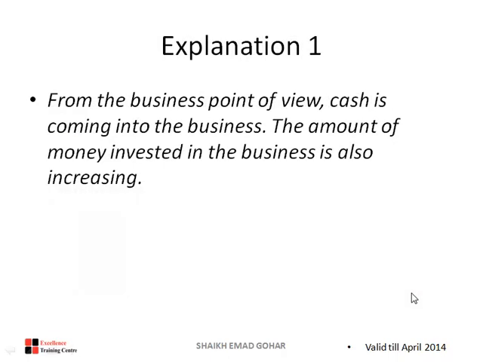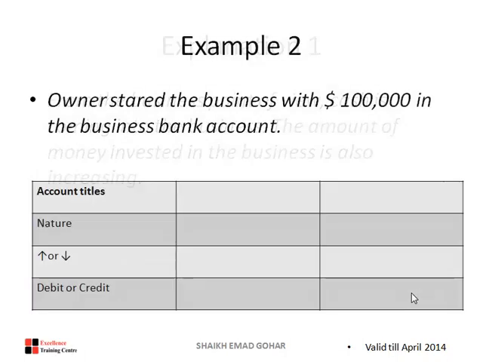I have an explanation for you as well. What is the explanation? From the business point of view, cash is coming in to the business. The amount of money invested in the business is also increasing. Done? If you have some other point to add, you can add in this slide. Example number 2, please.